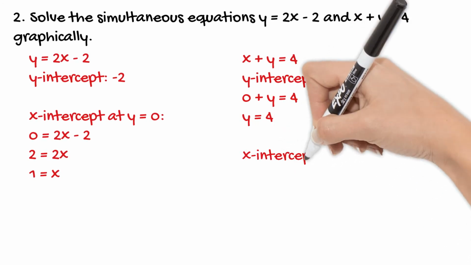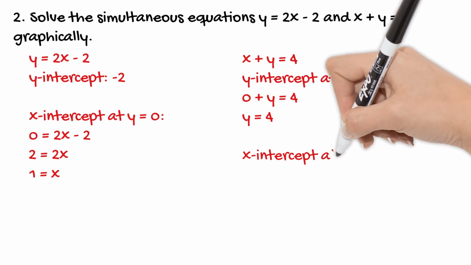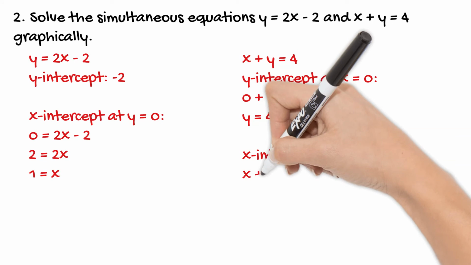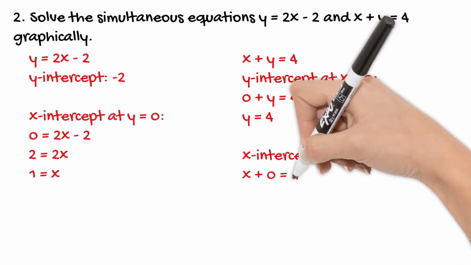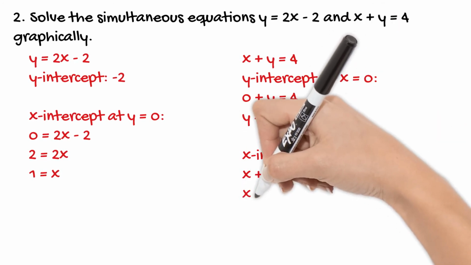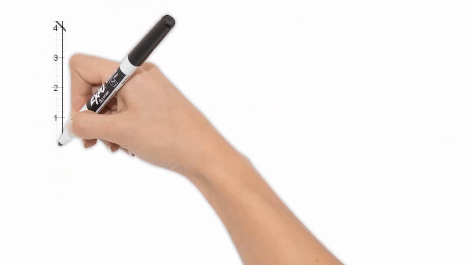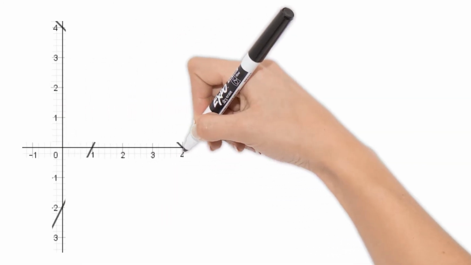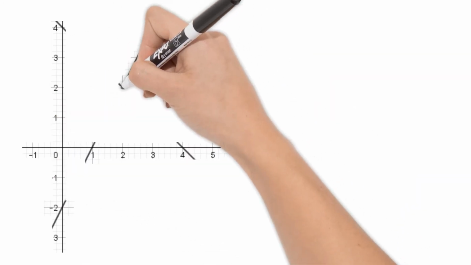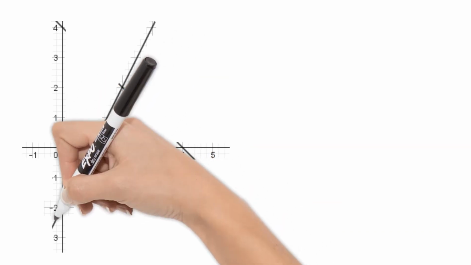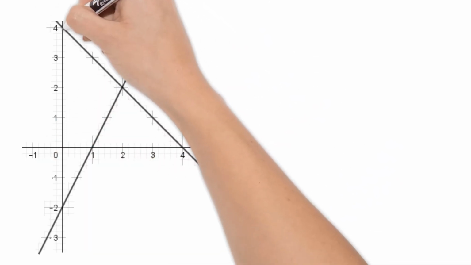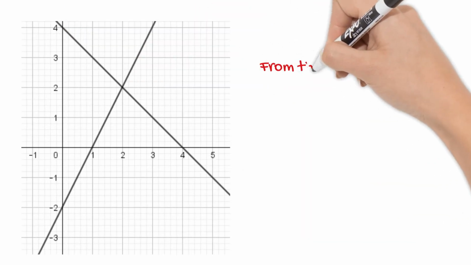Doing the same thing for the x-intercept, I'm going to sub in that y is equal to 0. And of course, I'm going to come up with x equals 4 as well. So both my x and y-intercepts are equal to 4 on that graph. Now to draw our graphs, we're going to start with our intercepts and join them up. Once we've got our two lines drawn, we can see our point of intersection. From the graph, we can see that our point of intersection occurs at 2, 2.